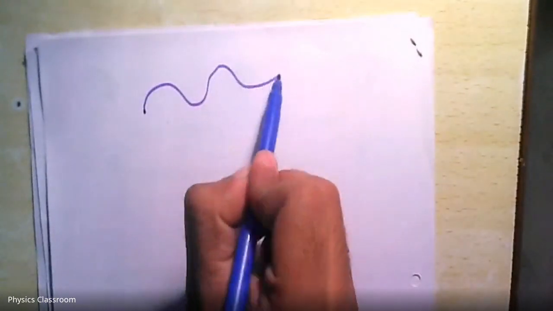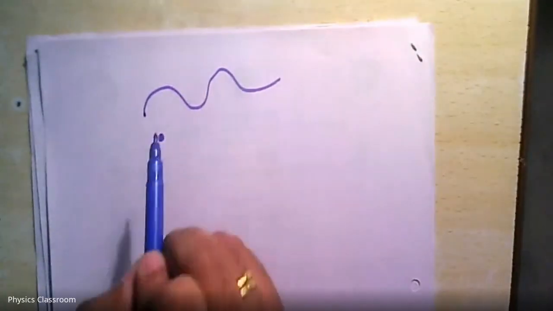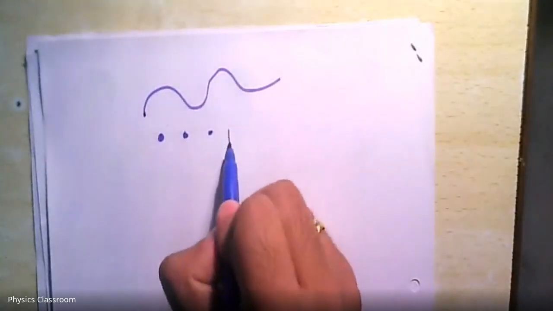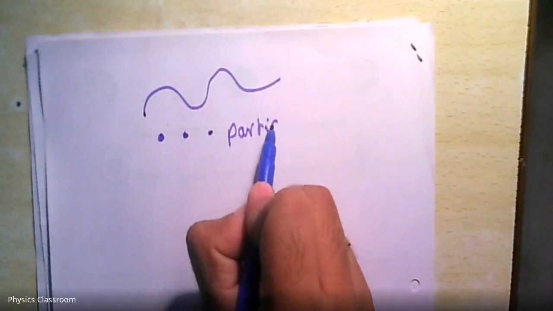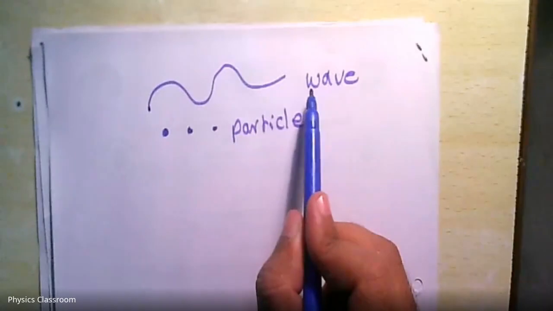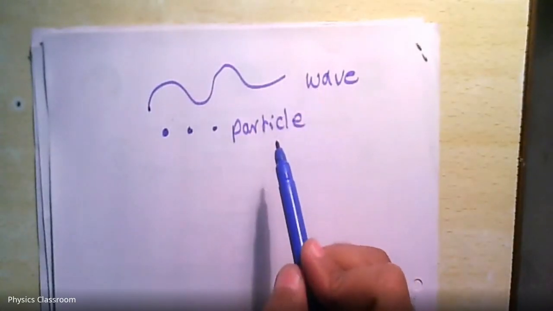But both natures, wave nature and particle nature, are not observed simultaneously. No one scientist told us that wave nature is also observed and particle nature is also observed. Some scientists told us that it is wave nature, some told us that it is particle nature, a tiny particle, but no one can tell us that both natures are present.